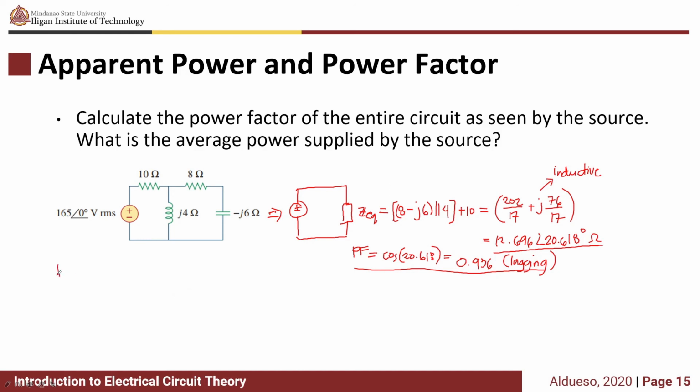On getting the average power, we have P equal to the magnitude of VRMS times IRMS times cosine of theta V minus theta I. This term is equivalent to our PF. We can express IRMS in terms of voltage over the impedance. So our average power becomes VRMS squared over the magnitude of ZEQ times PF, which is equal to 2007.14 watts.